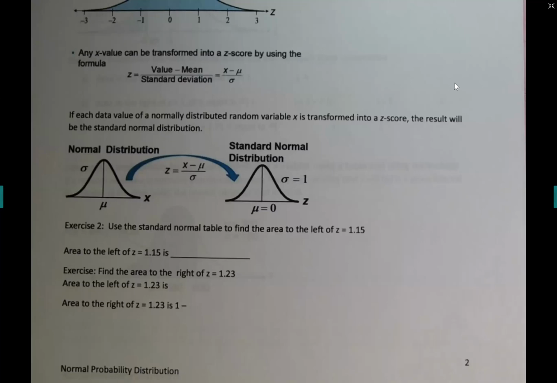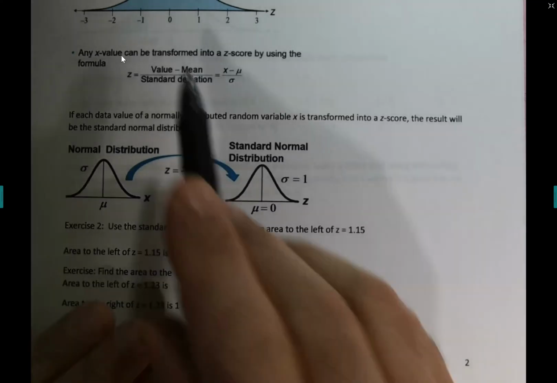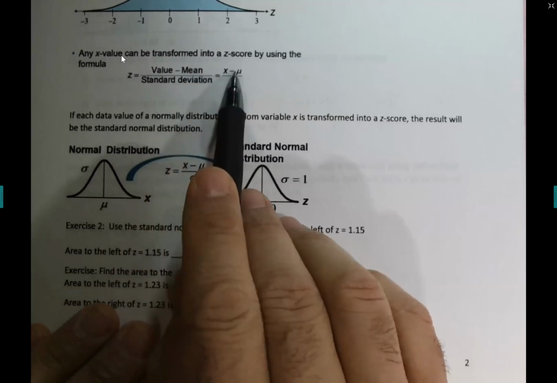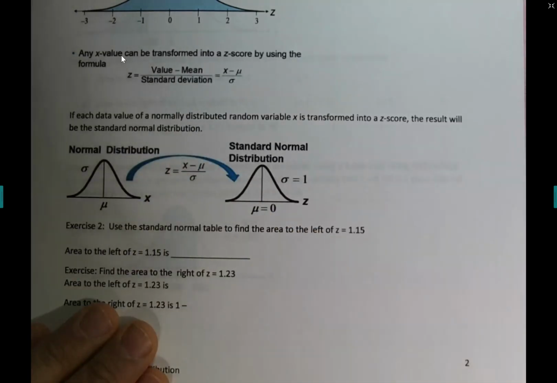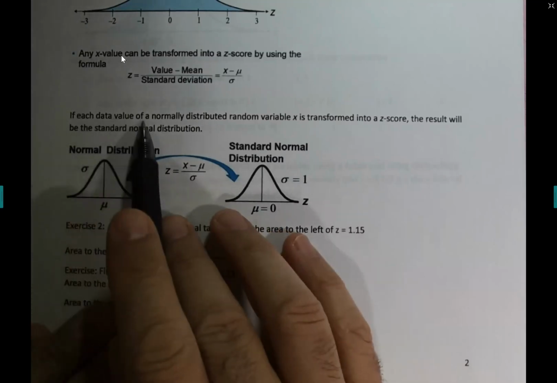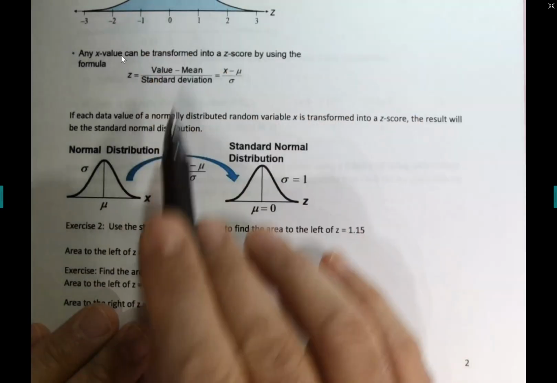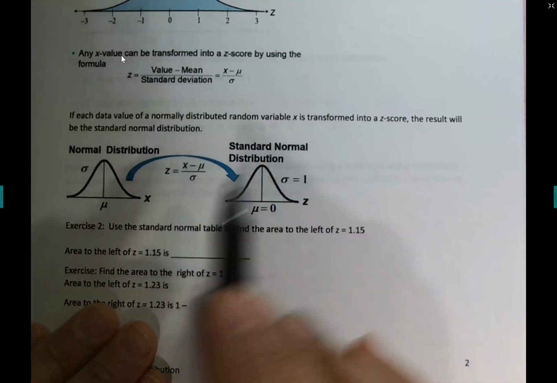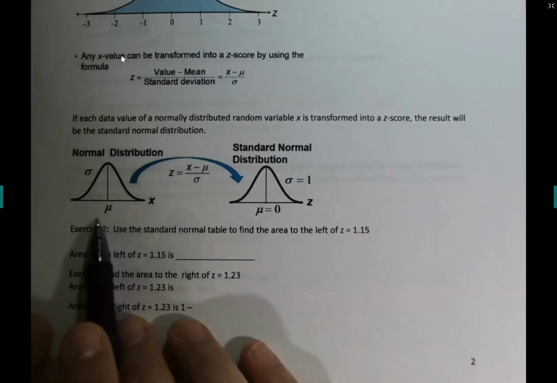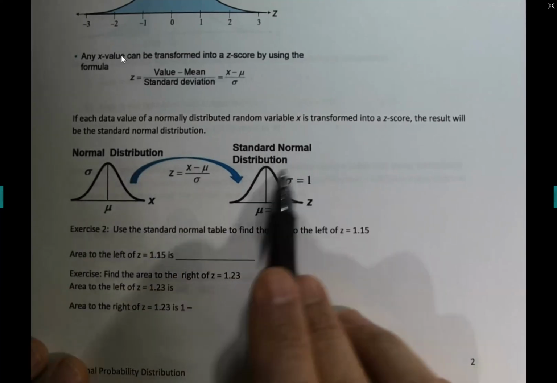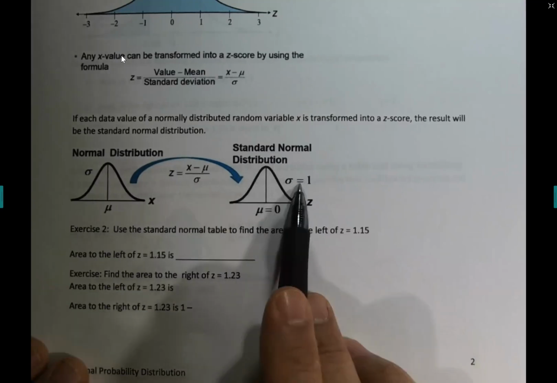All right, here you go. Any x value can be transformed into a z-score by using the formula value minus mean divided by standard deviation, and I put it there. If each value of a normally distributed curve is transformed to a z-score, then we have what we call the standard normal curve. And that's what I explained to you guys earlier. This is the normal curve right here. And this is the standard normal curve right there. You see the 0 right in the center and sigma equals 1.